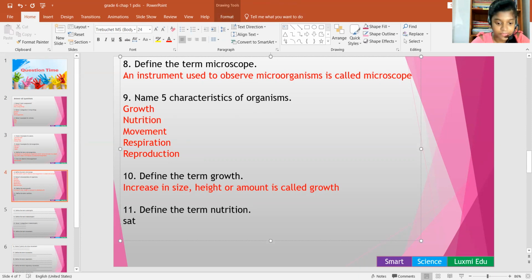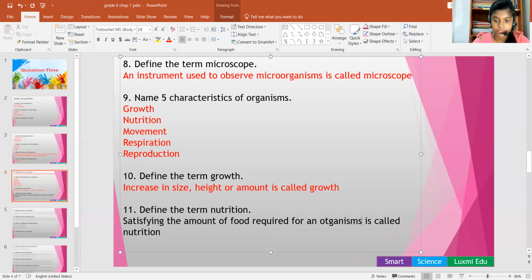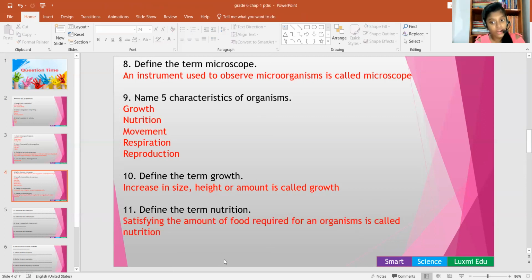Satisfying the amount of food required, which is given, is called nutrition. Understood? Satisfying the amount of food required for an organism. Let's write for an organism. It's much more clear. It's called nutrition. Satisfying the amount required for an organism is called nutrition.